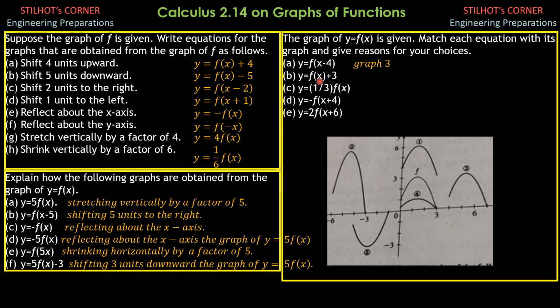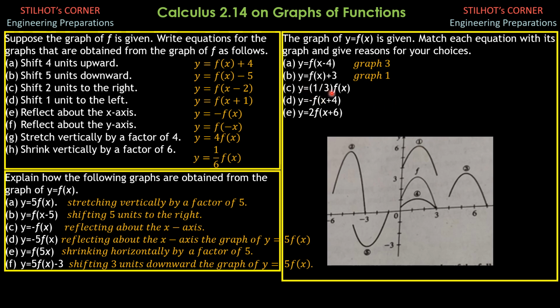Then y equals f of x plus 3. That means we have to shift the original graph 3 units upward. This is the original graph. Then we shift it vertically 3 units upward. For instance, for this ordinate here, this is 1. Now that we shift it vertically upward, it should be 4. Right, 1 plus 3 is 4. So therefore, y equals f of x plus 3 matches with graph number 1. So graph 1.